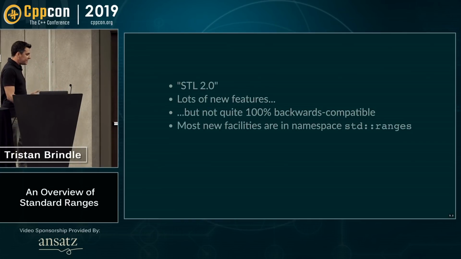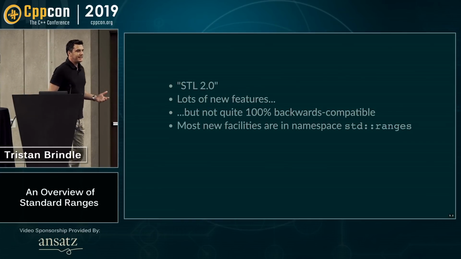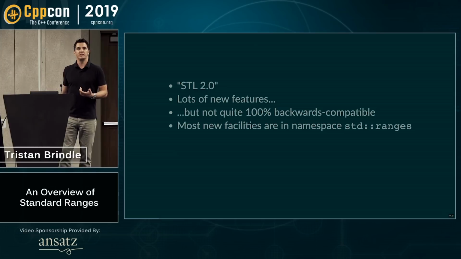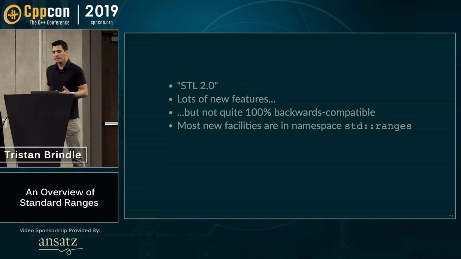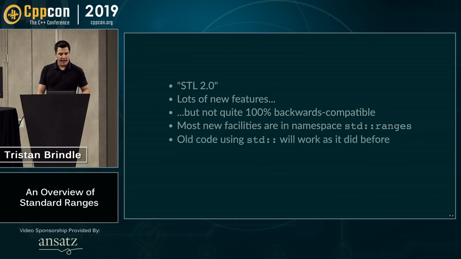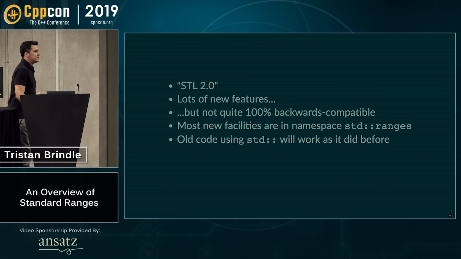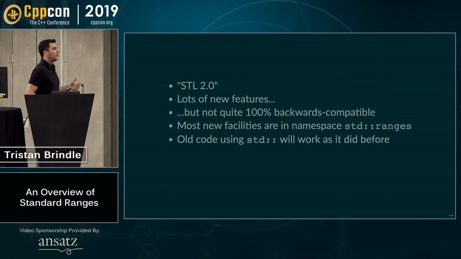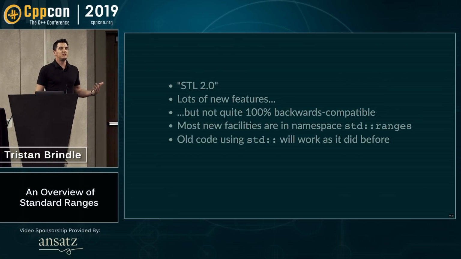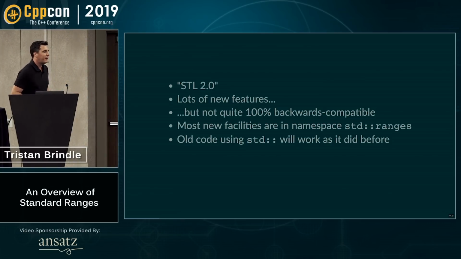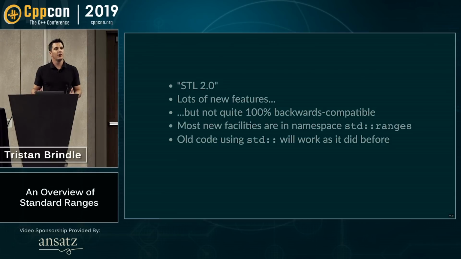So all of the new facilities that we're getting are going in this nested namespace std::ranges. And your old code that uses namespace std will continue working just as it always has. So all the new stuff I'm going to be talking about is not going to break any code. This is opt-in. You opt in to the new stuff in the std::ranges namespace.